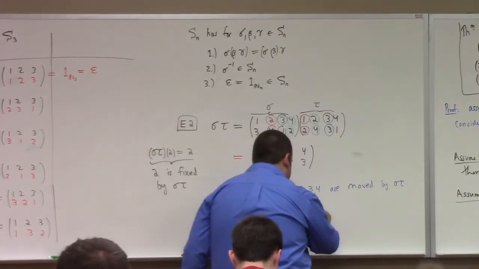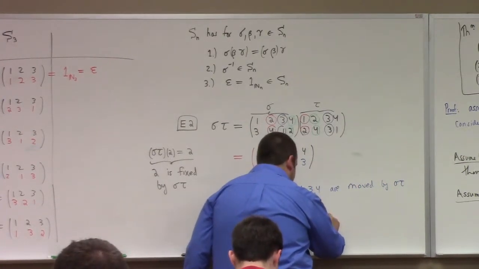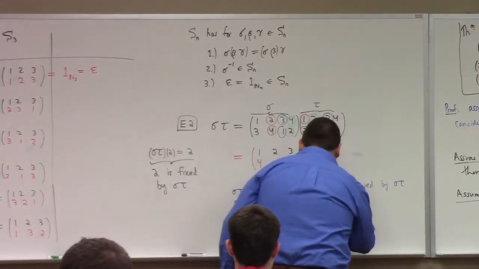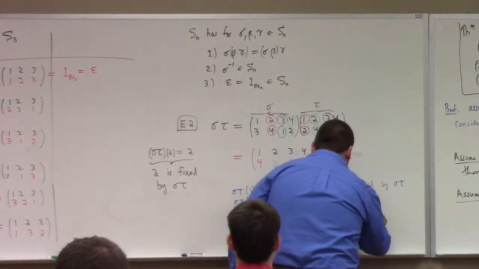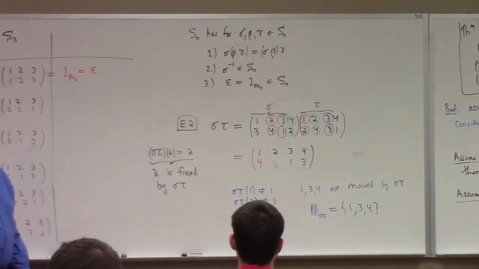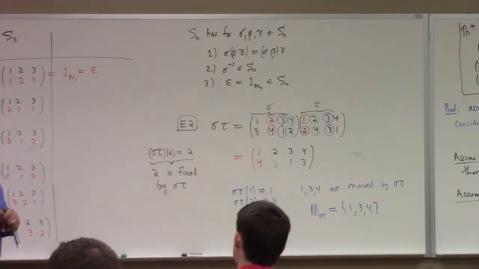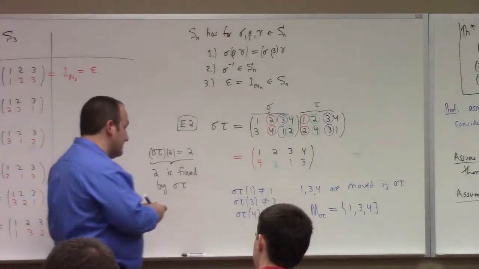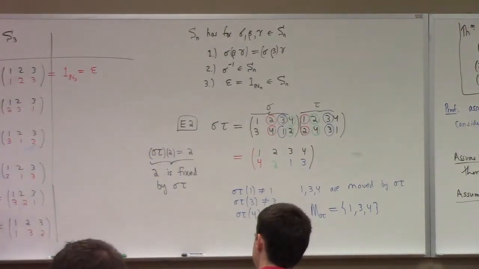We have a notation for this. M sub sigma tau. This is the set moved by sigma tau. The set is 1, 3, 4. Okay? Let's see if you guys understand the notation. What's the set moved by the identity permutation? The empty set.